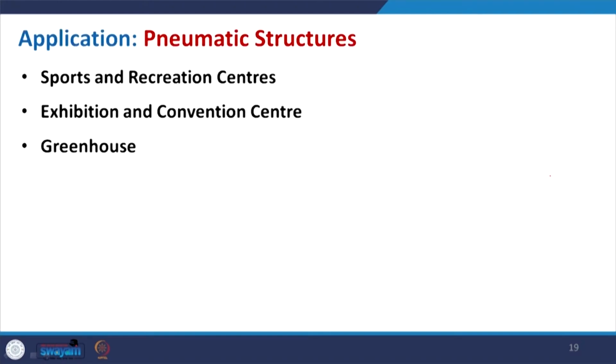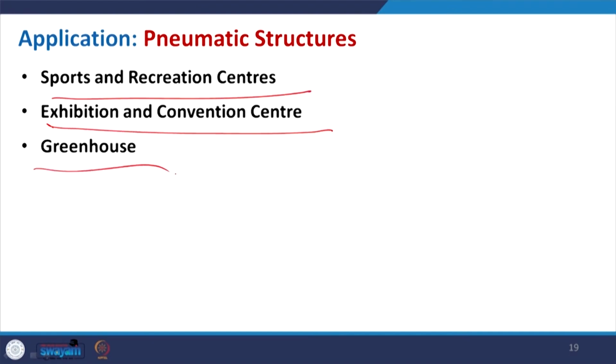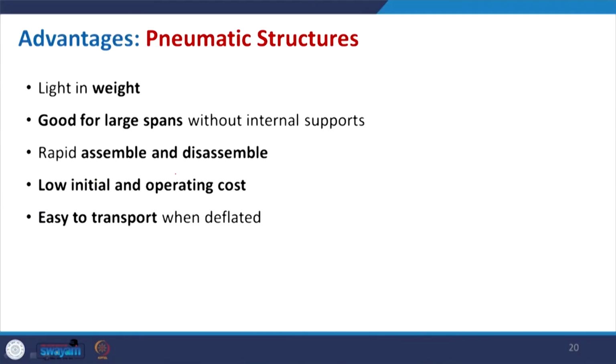Coming to the application of this, for sports and recreational centers, exhibition and convention centers, greenhouses, whatever examples we have seen, and maybe for any other demonstration also, we can get this kind of help. Now, coming to the advantages: again it is light in weight, similar to the membrane structure, and good for large spans without internal support. It is true for all these spatial structures.